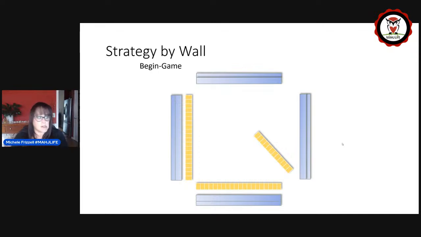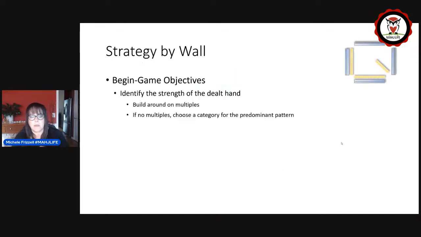So strategies during the Charleston. When you first get your dealt hand, you're going to look for the strength of the hand. In American Mah Jongg, that means building around multiples. 91% of the hands on the card use pairs, pungs, kongs, and quints. Multiples. There are singles and pairs in there, but not very many.